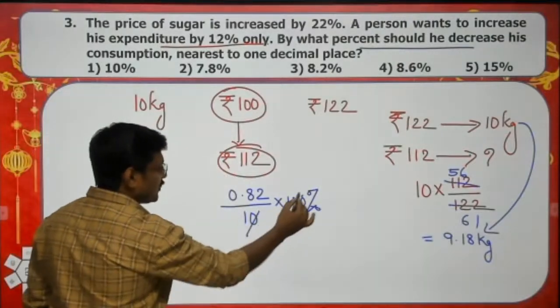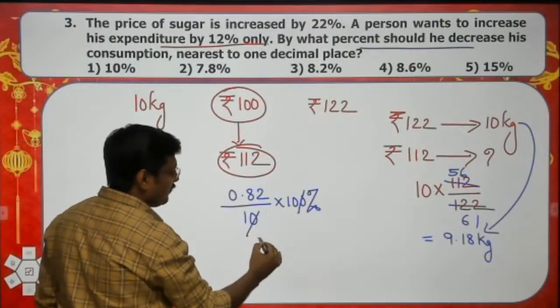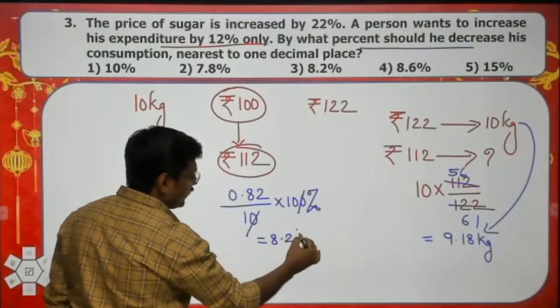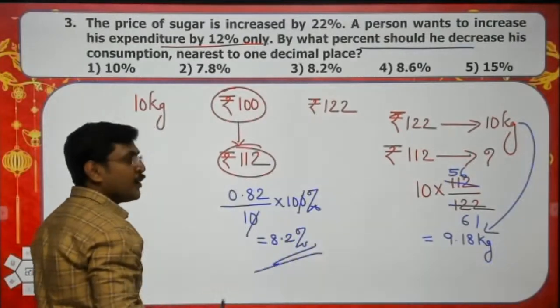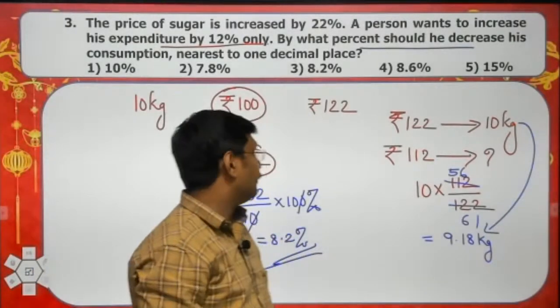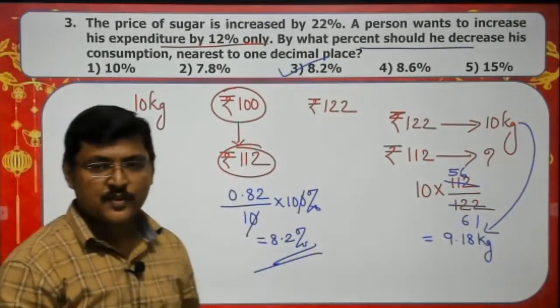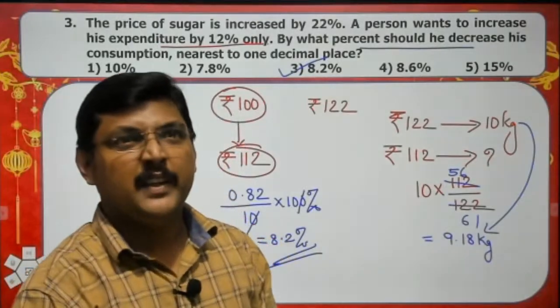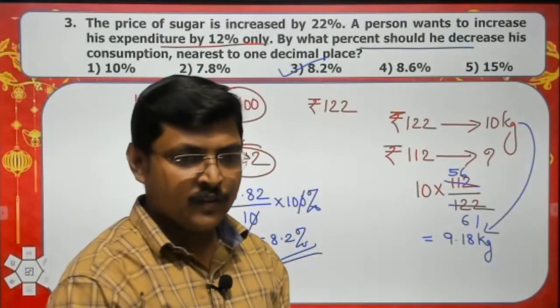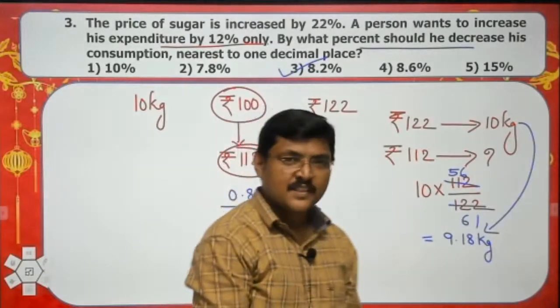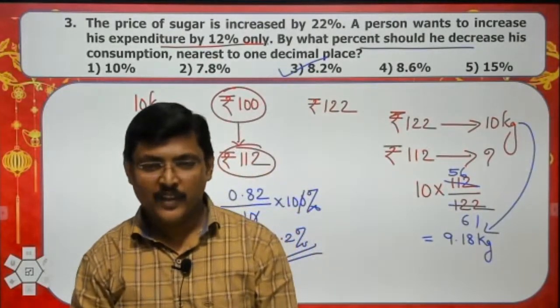So I am cancelling these two zeros. So 0.82 into 10, which is equal to 8.2%. That means an 8.2% decrease in the consumption. So for this question, the answer is option number 3, 8.2%. Okay, many answered in a wrong way. So for this question, the answer was option number 3.